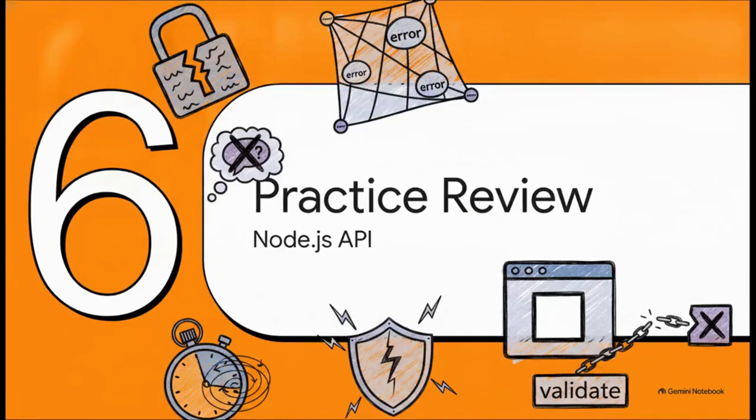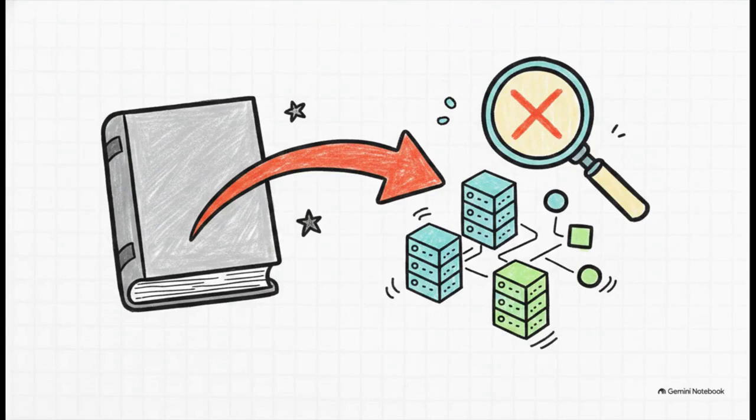Finally, Section 6. Practice Node.js API Review. Theory is great and all, but application is what truly matters here. So, the application? Review a Node.js API. This is our specific practice environment where we're going to take everything we just learned and put it to the ultimate test. This is the exact moment where you transition from just passively learning about vulnerabilities to actively hunting them down in a real-world back-end environment.